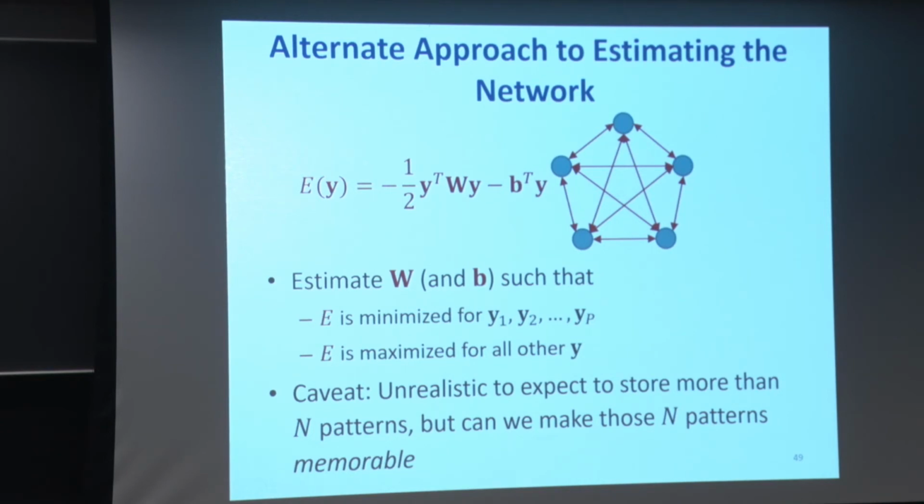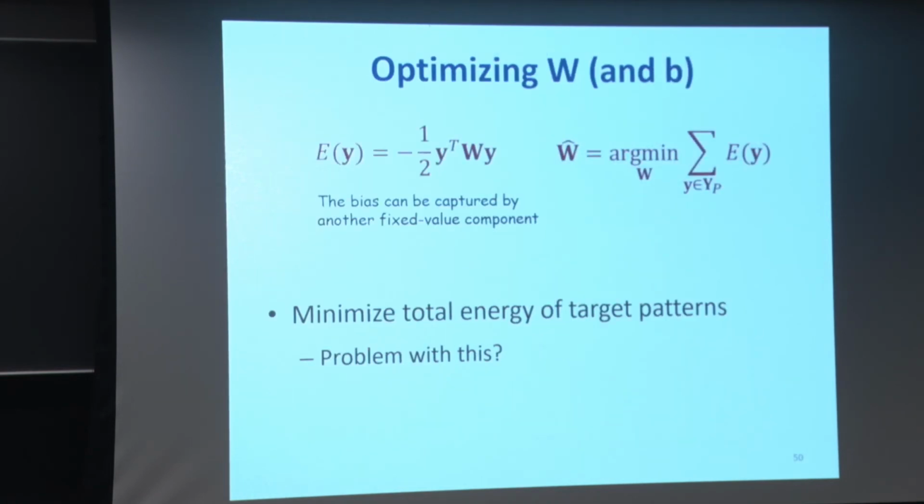Now, it's unrealistic to expect to store more than n patterns, but we can make those n patterns memorable in the sense that they are actual energy wells. This is what we want to do. So first, I'm not going to explicitly represent the bias. The bias is like having a fixed value, one bit that's always fixed to 1. And so you can define the energy of the network as we always did. You want to find the weights matrix such that the total energy of all the target patterns is minimized. But what would be the problem with just building a weights matrix in this manner, trying to minimize the total energy of all the target patterns?